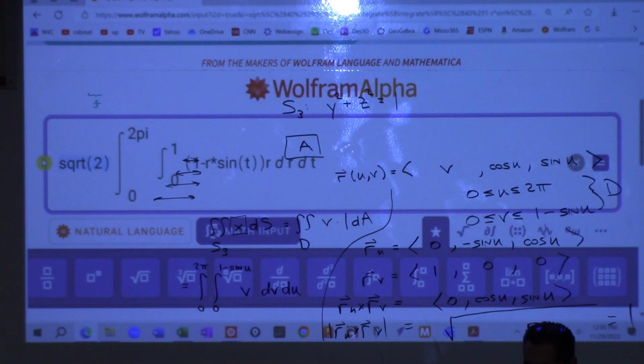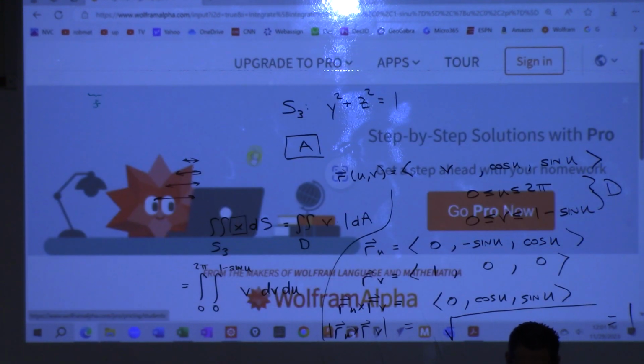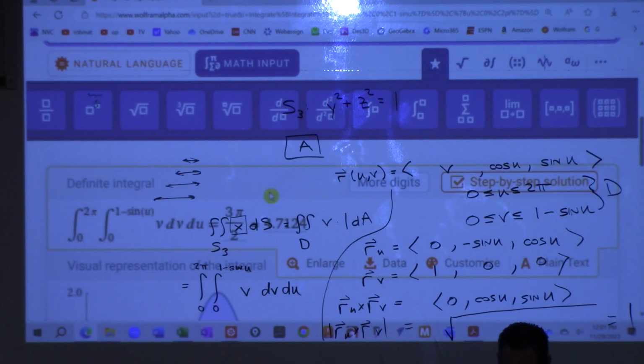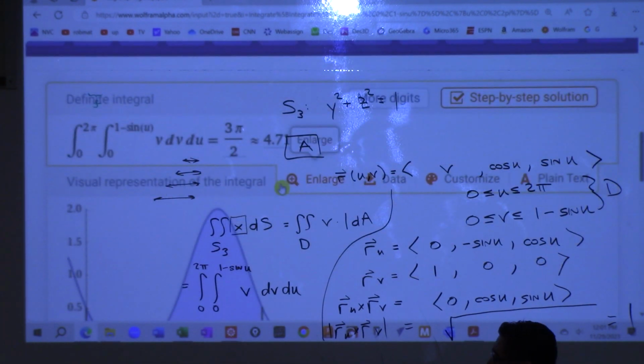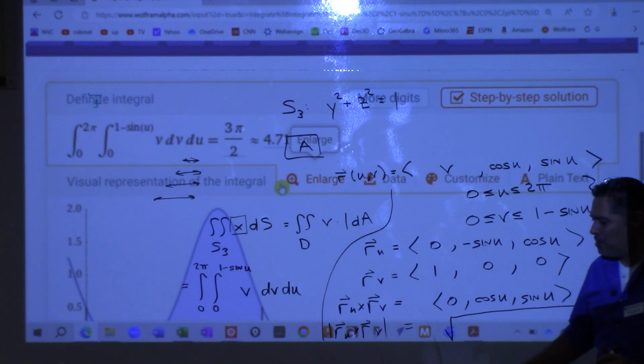Let's get rid of this. 0 to 2 pi. Ooh, this is 0 to 1 minus, now that's pretty cool. You can type this in, it'll do it. 1 minus sine u. And then down here, we're just going to say v. And you can change that to dv, and you can change that to du. I think it's 3 pi over 2. Yeah, 3 pi over 2. Okay, 3 pi over 2.